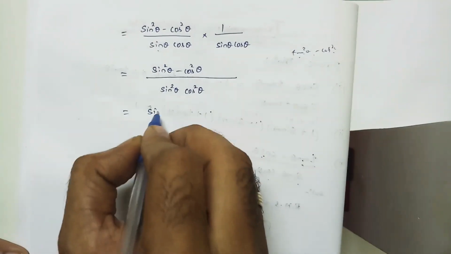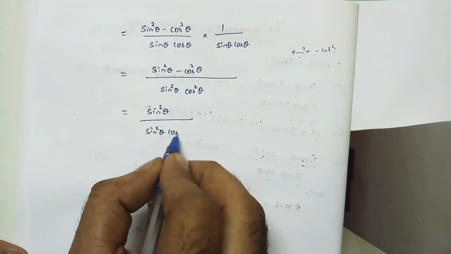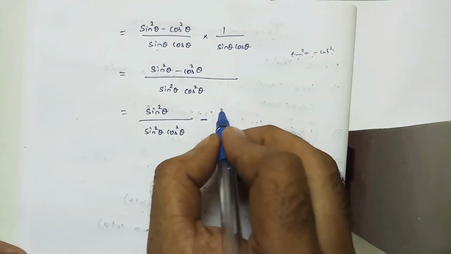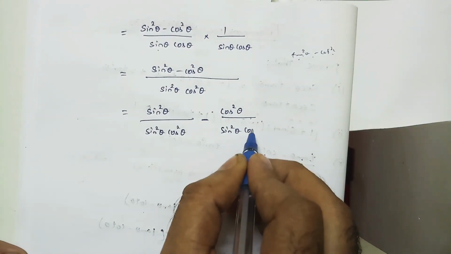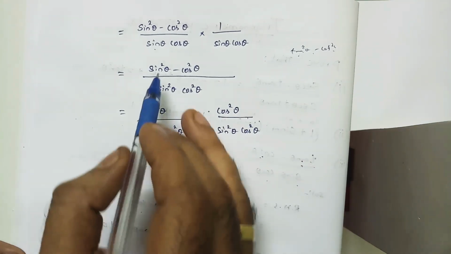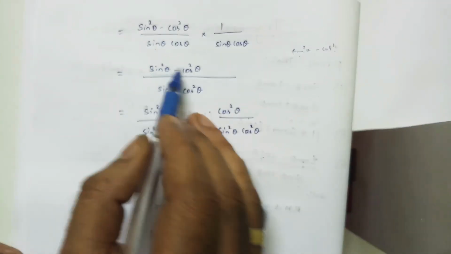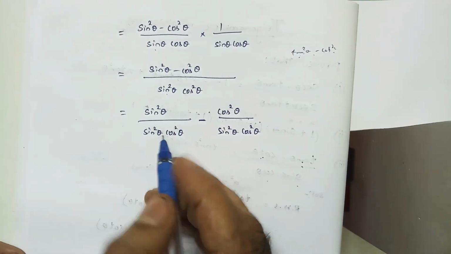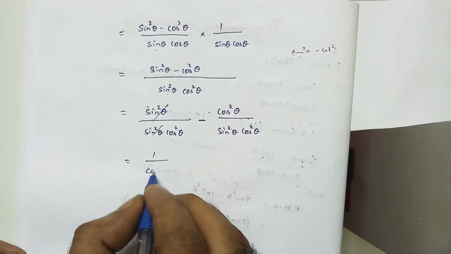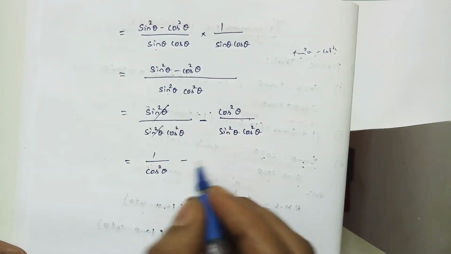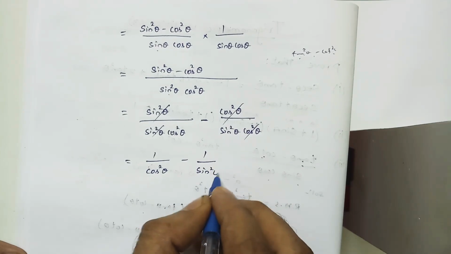So sin square theta divided by sin square theta into cos square theta, minus cos square theta divided by sin square theta into cos square theta. I'm just splitting it, right? Now simplify: sin square theta will get cancelled, so the remaining is 1 by cos square theta. Minus, cos square theta will get cancelled, so 1 by sin square theta.